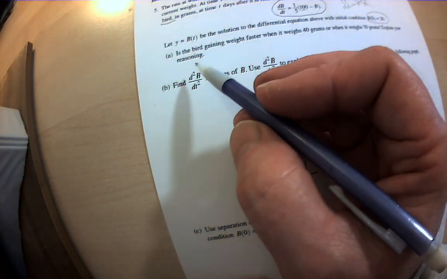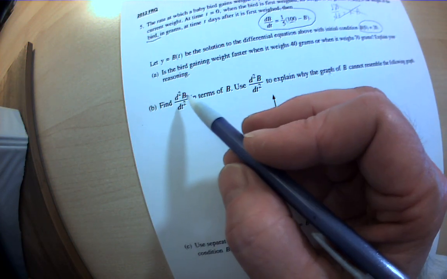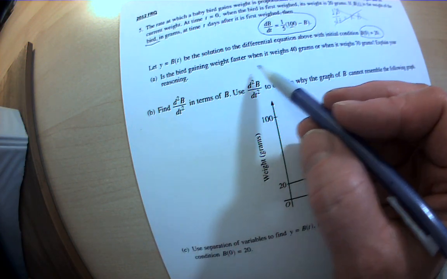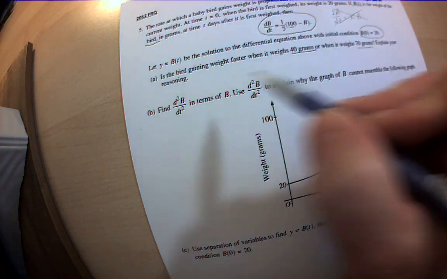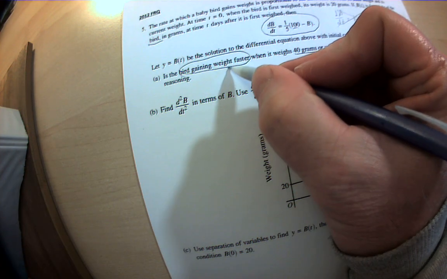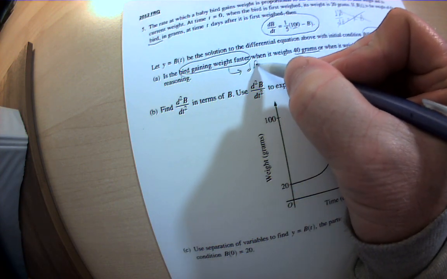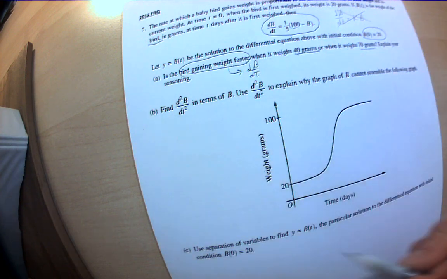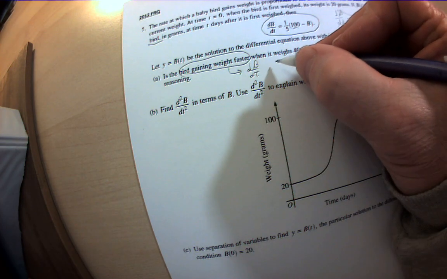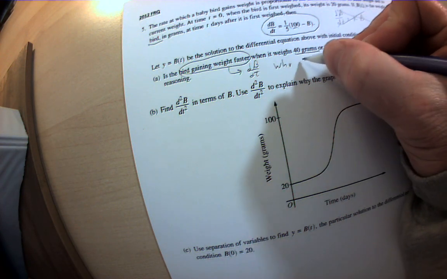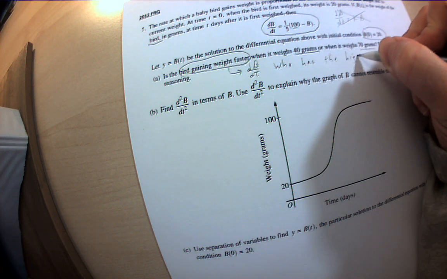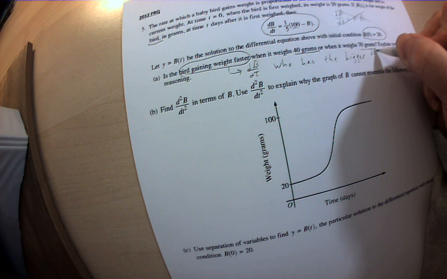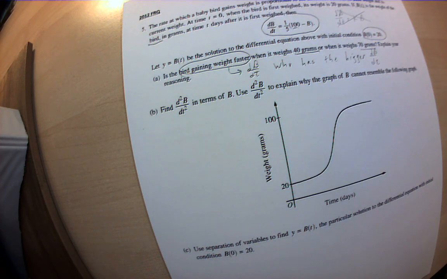All right, so they're asking part A. Is the bird gaining weight faster when it weighs 40 grams or when it weighs 70 grams? So gaining weight faster, what tells me the rate at which it gains weight? Well, that's dB/dt. So guys, all it's asking is who has the bigger dB/dt. That's a pretty easy problem, okay?